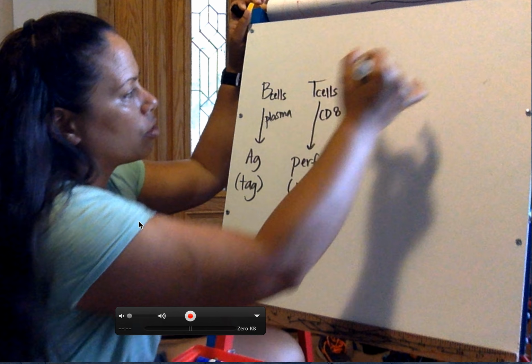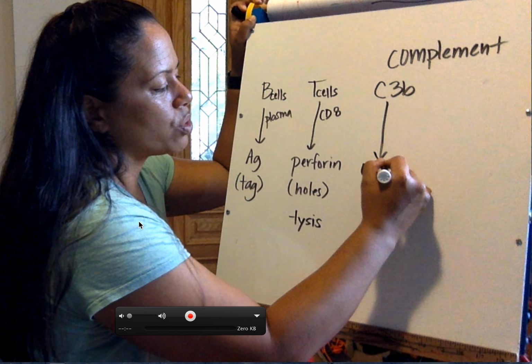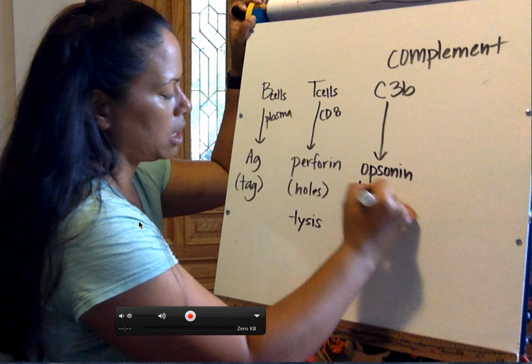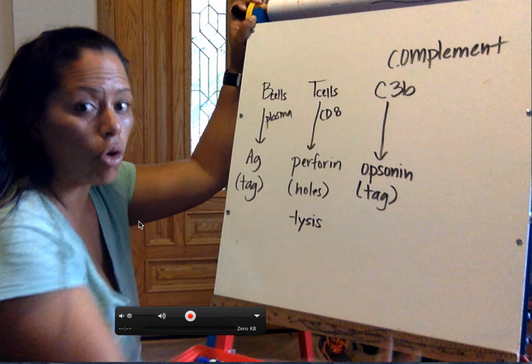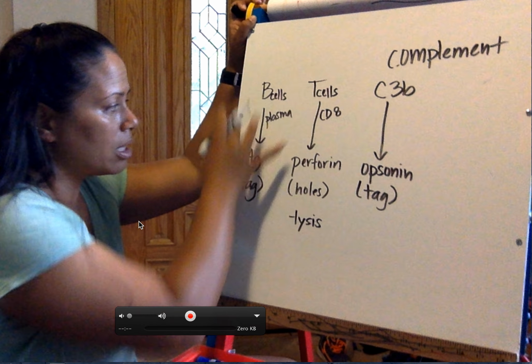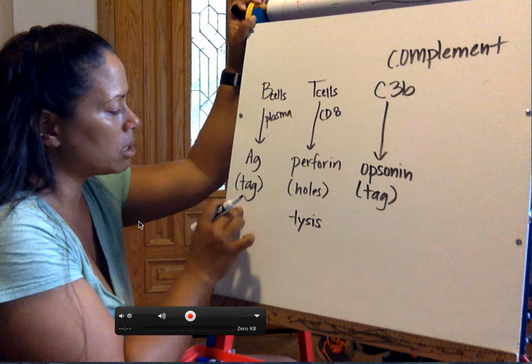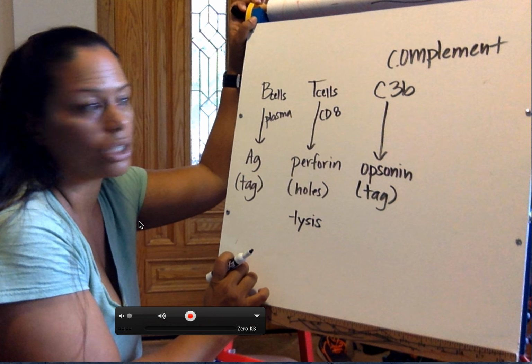So complement. Complement does 3 main things. The first thing that it does is it copies the tag. And how does it tag? Well, it uses C3PO from Star Wars. No, I'm joking. It's just C3b. And C3b is what we call an opsonin. And opsonin just means tag. So it mimics and complements, that's its whole point. It's a group of proteins that complement the effects of other systems. So it complements B cells by tagging structures for destruction.